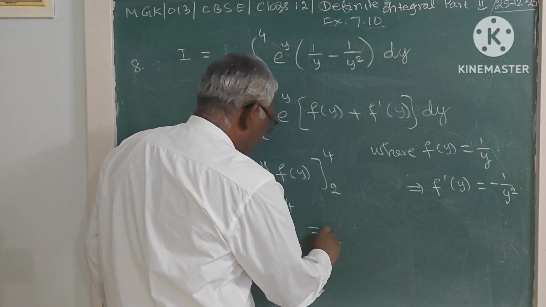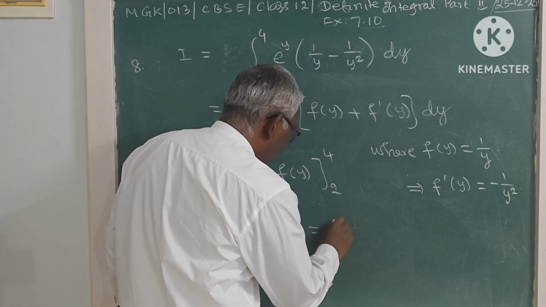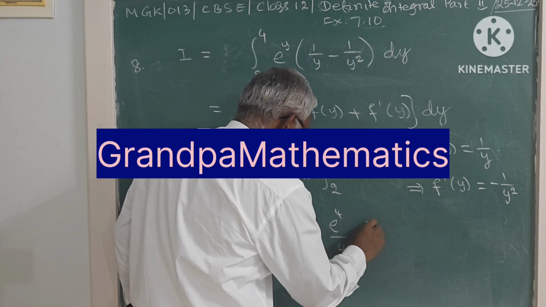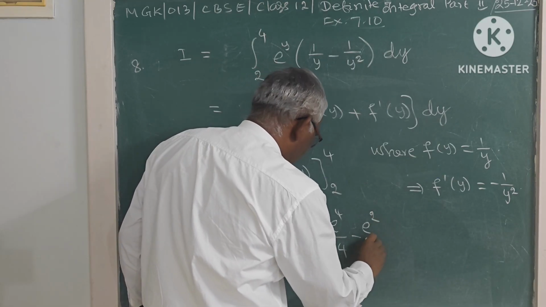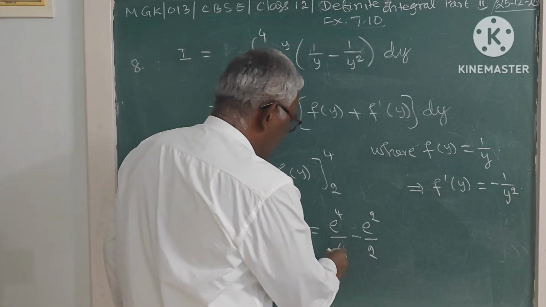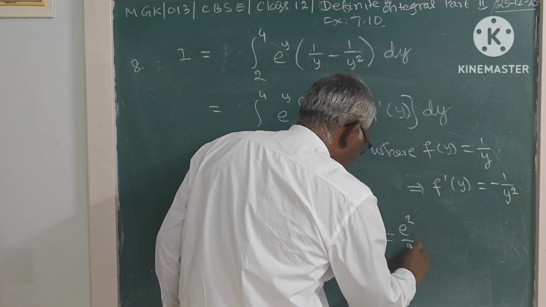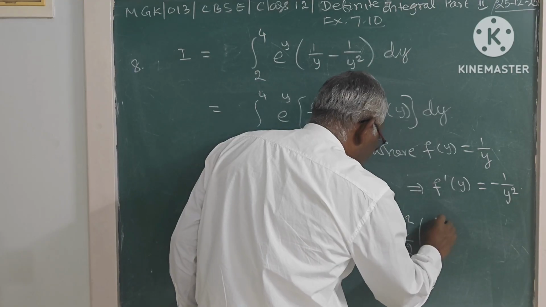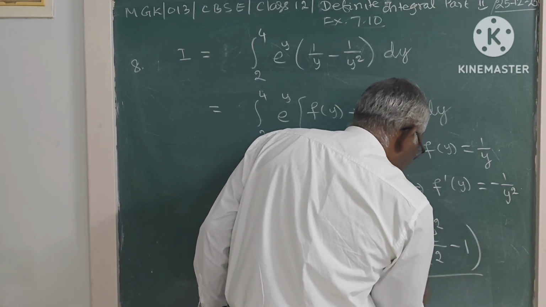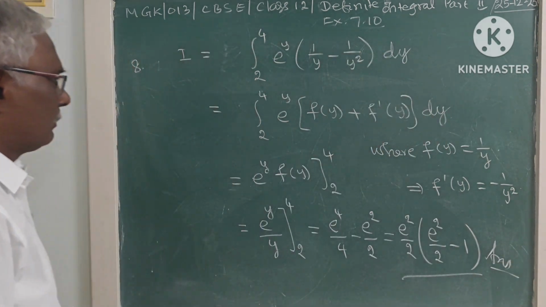Now we'll substitute the upper limit for y, e power 4 by 4 minus e square by 2. Now we can take e square by 2 commonly outside. So e square by 2 into e square by 2 minus 1. So this is the answer.